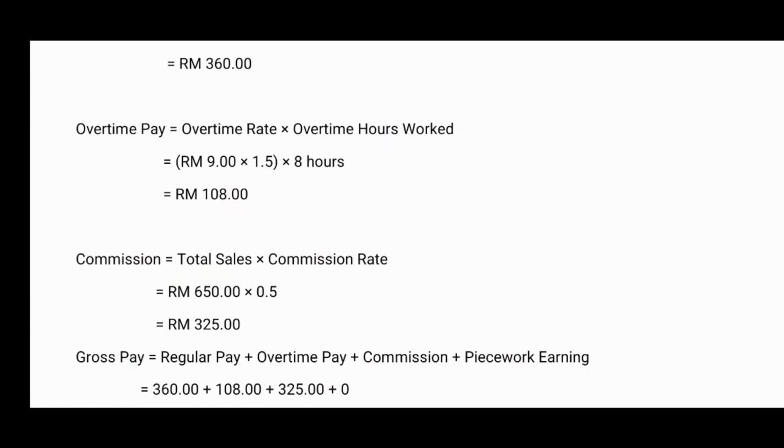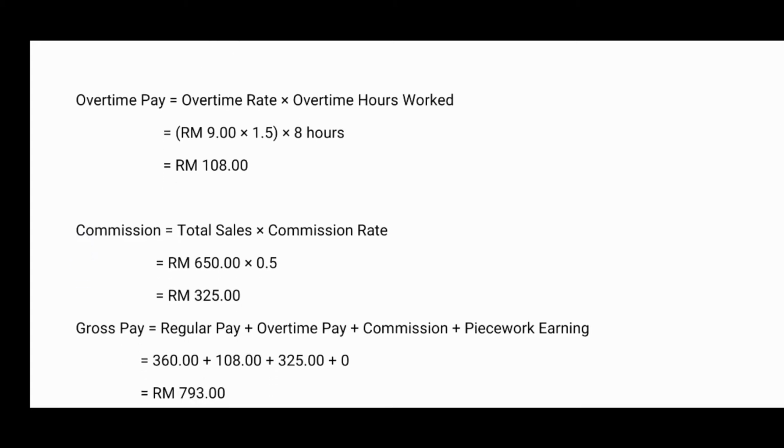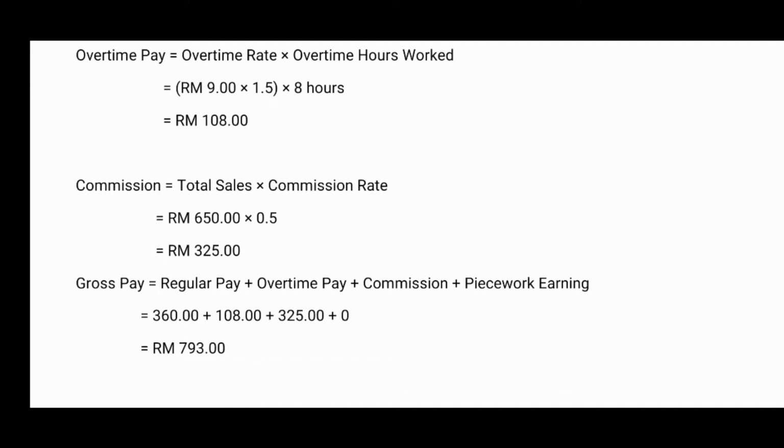For commission, total sales times commission rate. Commission rate we give 50%. So total sales we get 650 ringgit. Then we times 50%. Then we get 325 ringgit. For gross pay, we just add all of it, which is regular pay plus overtime pay plus commission plus piecework earning. Because he doesn't have piecework earning, so we just add regular pay, overtime pay, and commission. Then we get 793 ringgit.